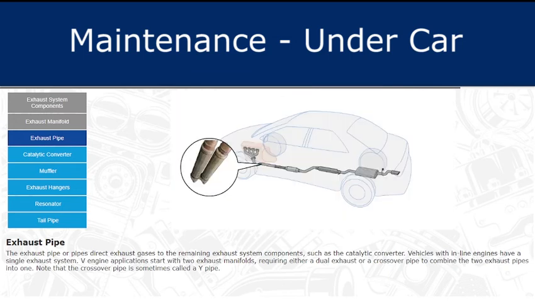The exhaust pipe, or pipes, direct exhaust gases to the remaining exhaust system components, such as the catalytic converter. Vehicles with inline engines have a single exhaust system. V engine applications start with two exhaust manifolds, requiring either a dual exhaust or a crossover pipe to combine the two exhaust pipes into one. Note that the crossover pipe is sometimes called a Y pipe.